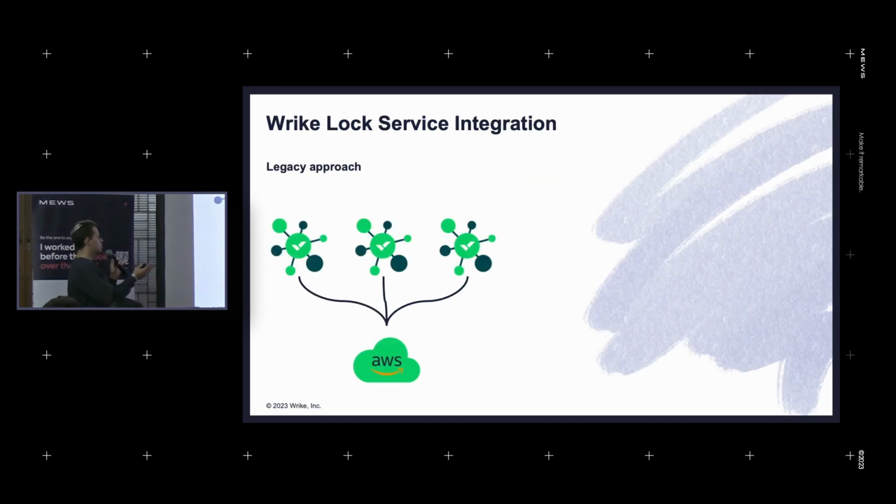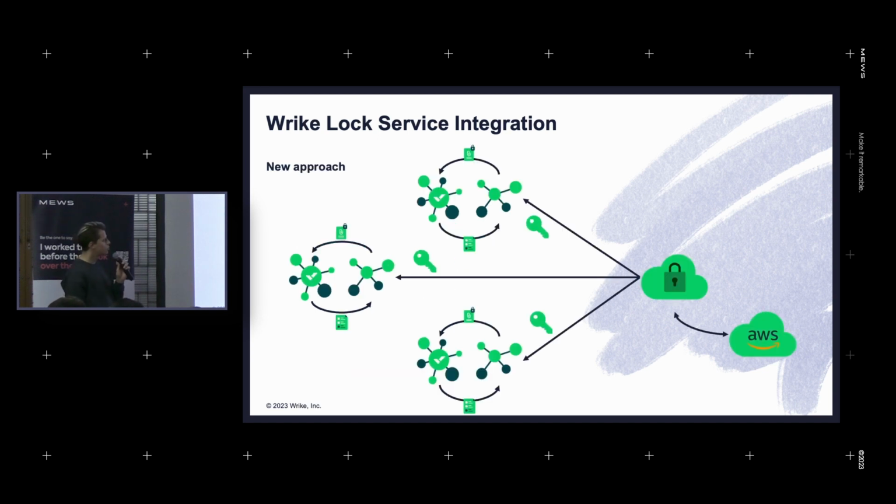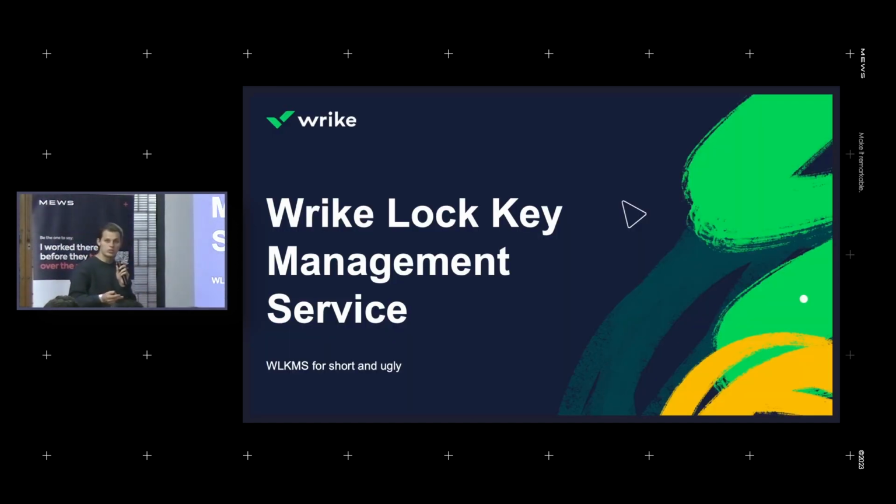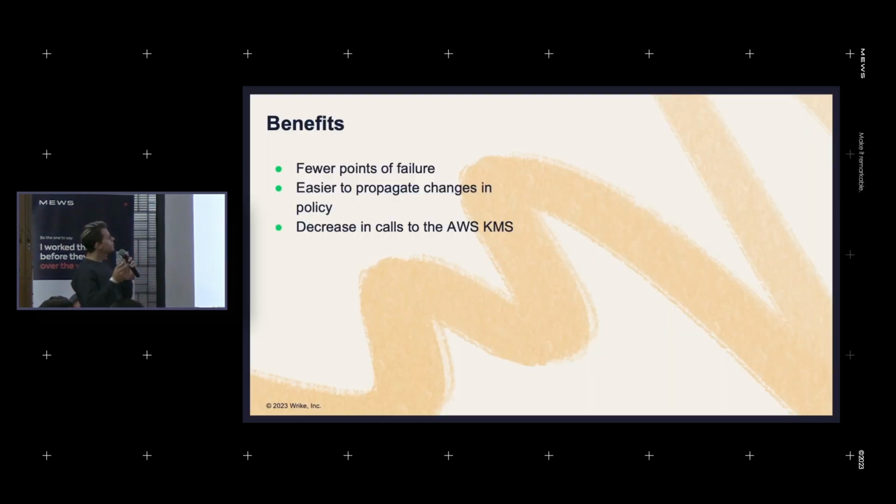So just to recap, this is the legacy approach: all the services are communicating with AWS. And in the new approach, we have the library, we have the keys going through, and there's a single point where we are accessing databases. We have access to AWS, which significantly improved our performance, and there are a lot of positive sides to this. So let's talk about the service itself. The benefits are, as I said, fewer points of failure, easier to propagate changes, new features or whatever. Also, you can monitor it better, and there are decreased calls to AWS KMS. We calculated it is roughly an hour now instead of a day in a month.